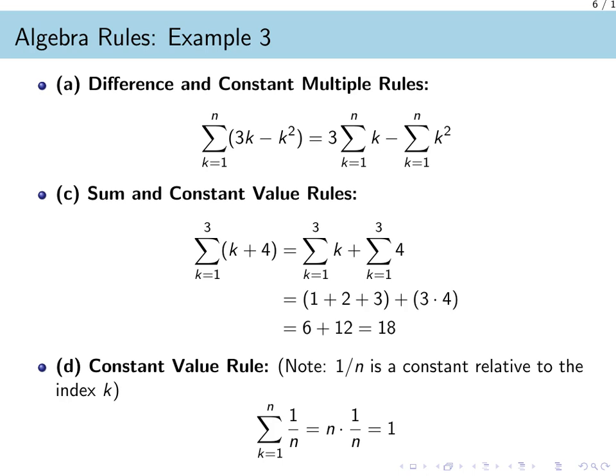We are summing the term 1 over n. Because the summation index is k, any other variable, like n, is treated as a constant. So we are adding the constant value 1 over n to itself n times. The result is n times the quantity 1 over n, which simplifies to 1. The key takeaway is that these rules let us algebraically rearrange and simplify complex sums.